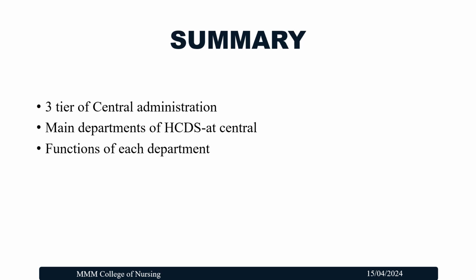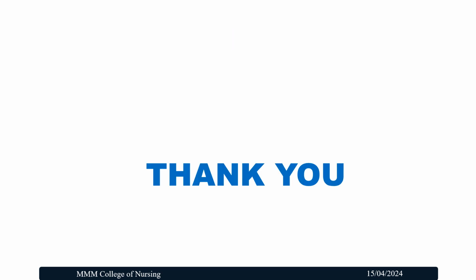So far we have discussed the three-tier system of central administration: the main departments which come under the healthcare delivery system at the central level, that is the Ministry of Health, DGHS and CCHFW, and the functions of each department under the union and concurrent lists or the specific functions of each department. I hope you have understood the central administration of the healthcare delivery system.